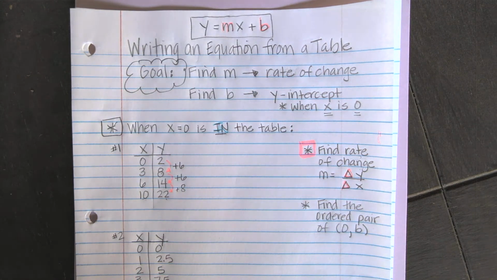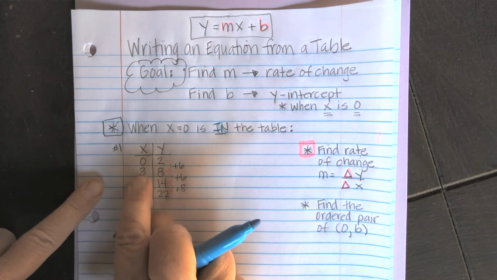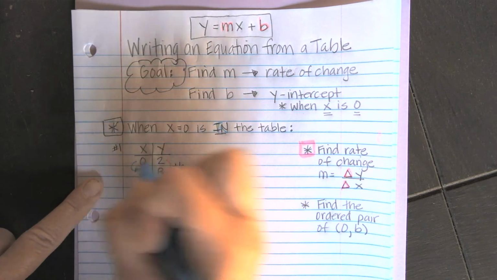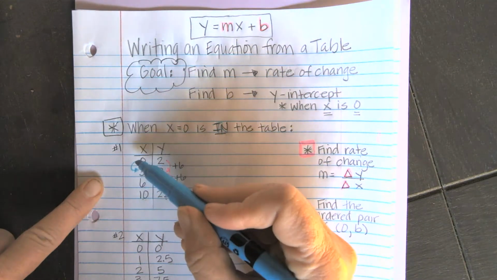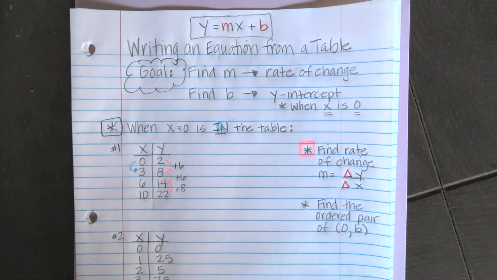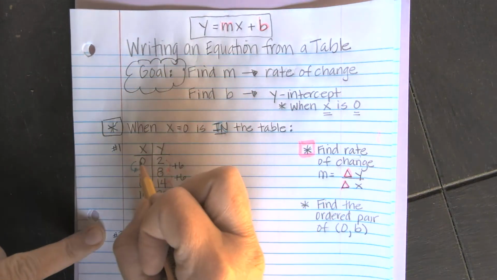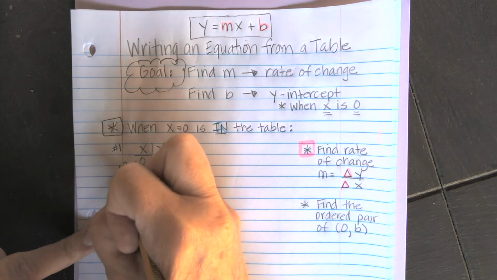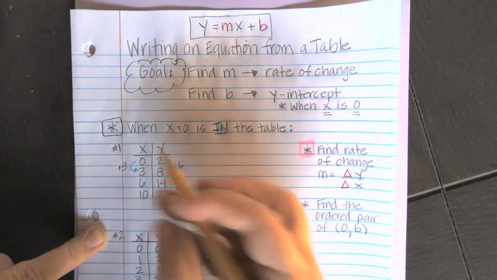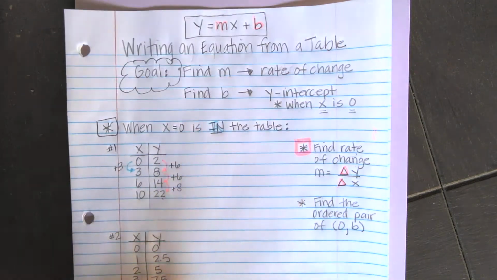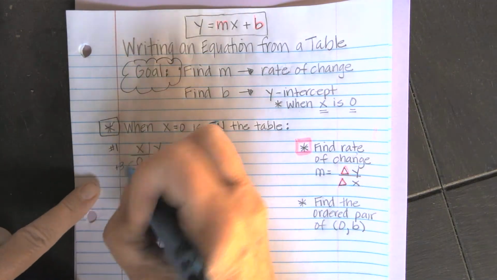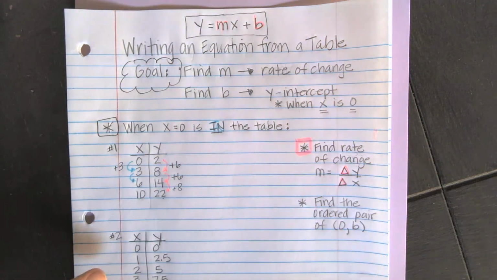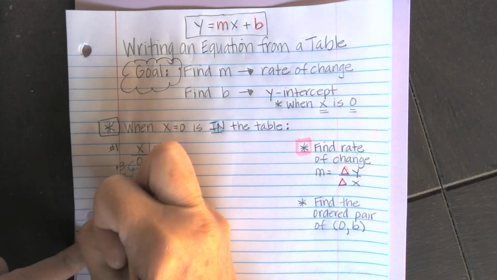So our change in x, notice I start at 3 and I go to 0. Oh, sorry, other way around. I start at 0 and go to 3. How did that change? From 0 to 3, I added 3. Now what about from 3 to 6? How does that change? We're going to add 3.